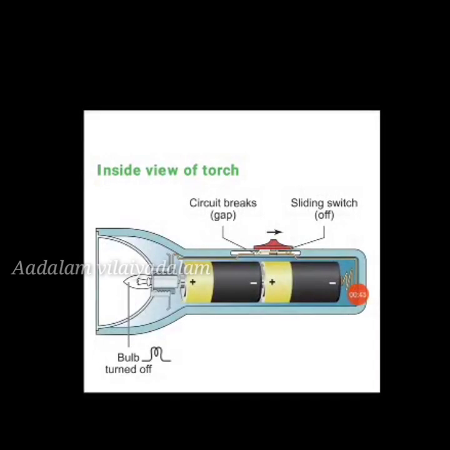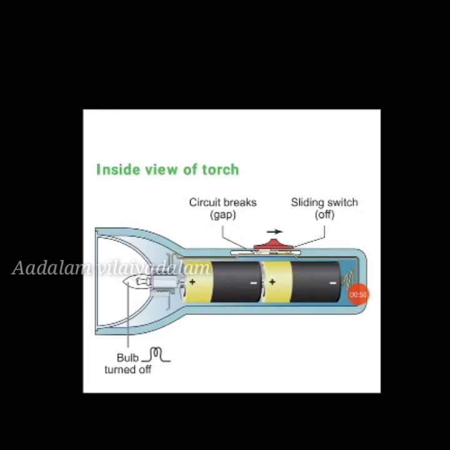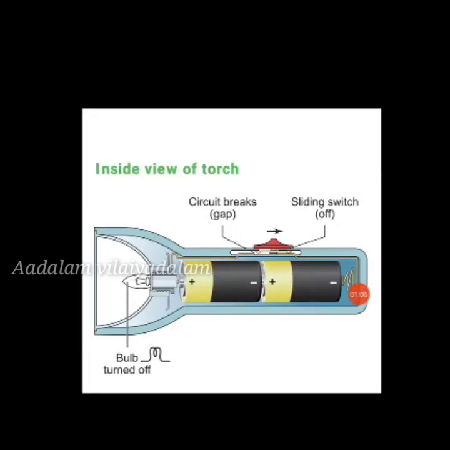So the circuit has a cell, connecting wires, a bulb and a switch. Okay, so first one, battery. A battery is a source of electric current. Next, connecting wires for carrying the current. A bulb is a device that consumes the electricity.